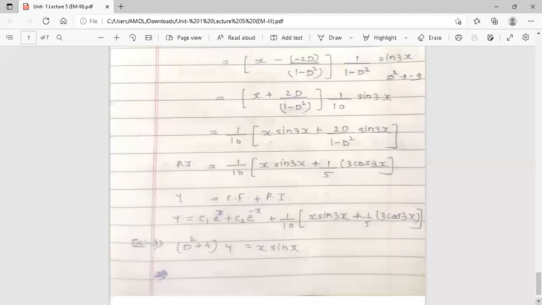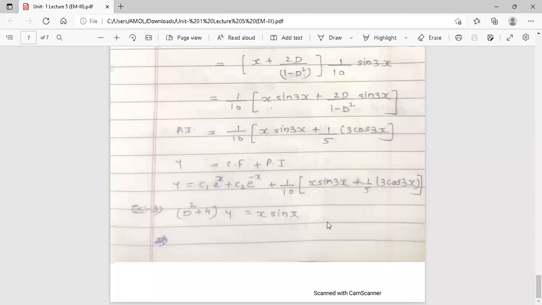And the next example is for your homework. Try to solve this example: D square plus 4 into y is equal to x into sine x. It is again the x into v case. You can use the formula of case 6 here. Here all the cases of the shortcut methods are over.